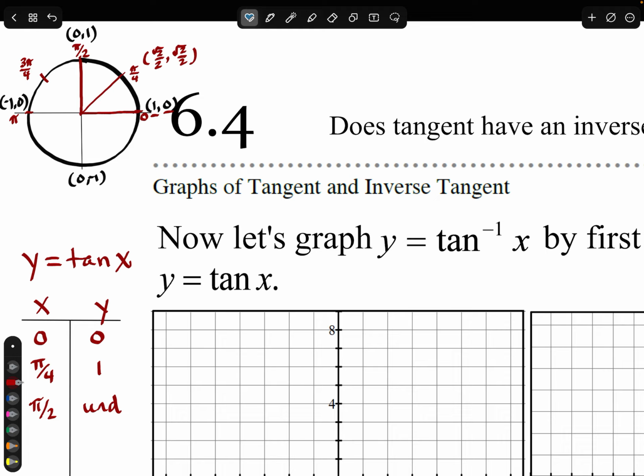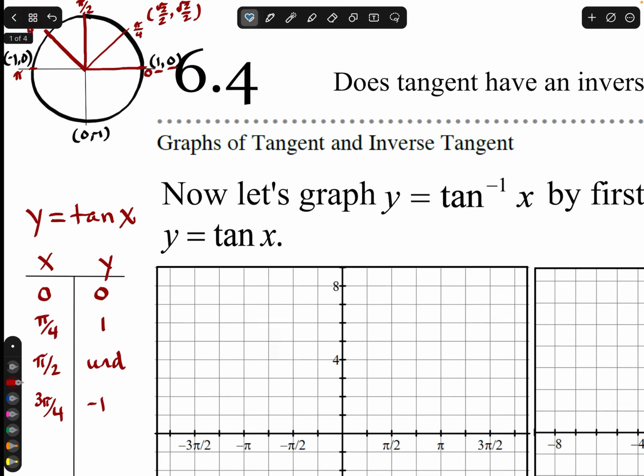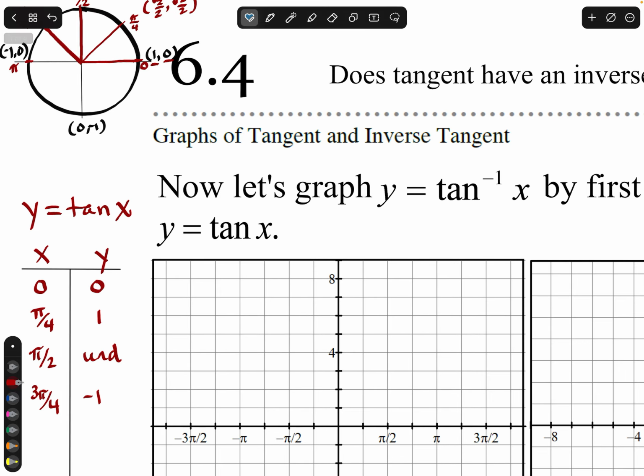And then when we went over to 3 pi over 4, this one's just like our pi over 4, but it's going down to the right, so we know that our slope would be negative 1. So the tangent of 3 pi over 4 is equal to negative 1. And then the last angle, when we get to pi, again we're at a horizontal line, so our slope ends up being 0 again. So the tangent of pi is equal to 0.